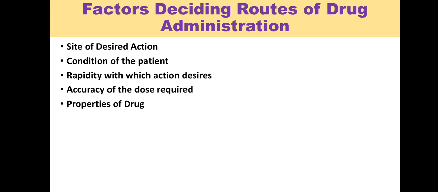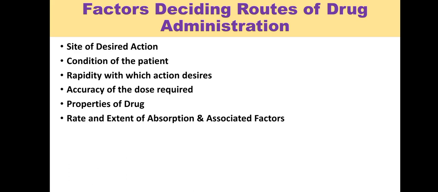Then properties of the drugs. I have told you that there are certain drugs which are proteins or peptides in nature, say for example insulin. If you administer it orally, it is immediately degraded. There are certain drugs which are not absorbed at all through the GI tract, like quaternary ammonium compounds and aminoglycosides. Even though they are not degraded, they are not absorbed at all. There are certain drugs which are highly irritant to the GI tract. You cannot administer them through the oral route. So the properties of the drugs are equally important.